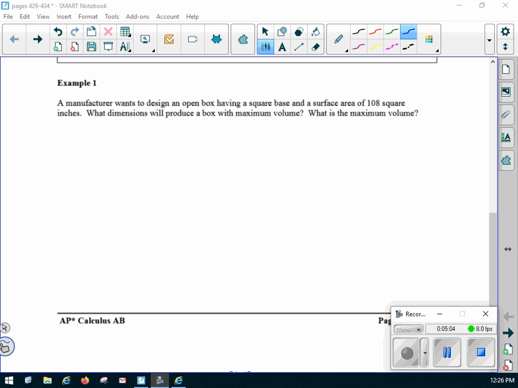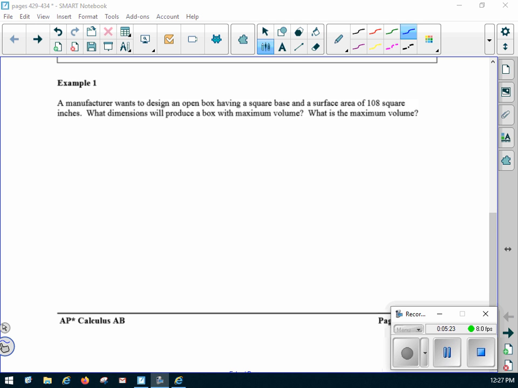A manufacturer wants to design an open box having a square base and a surface area of 108 square inches. We want to maximize the volume. What is the maximum volume? So the questions are, what dimensions will produce a box with maximum volume, and what is the maximum volume?